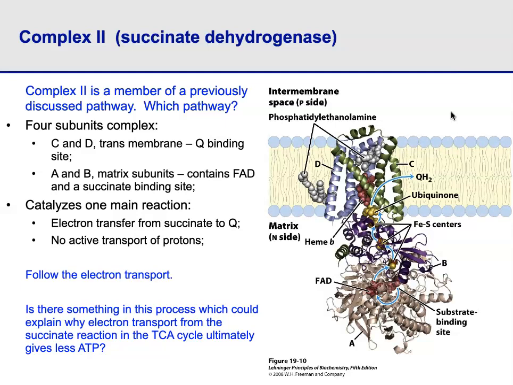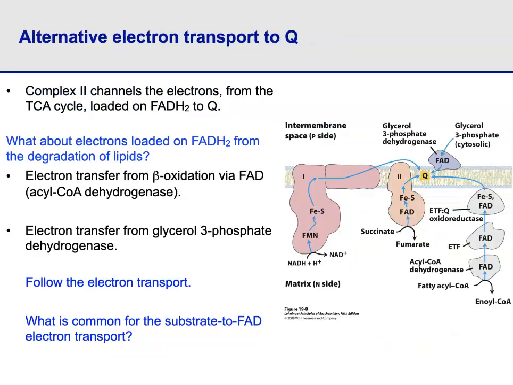All right, this is going to make a little bit more sense a little later when we see the whole picture. For now, just know that electrons loaded on FADH2 by succinate dehydrogenase skip complex 1. They are loaded directly on Q through succinate dehydrogenase, and succinate dehydrogenase does not transport protons across the inner mitochondrial membrane. All right, so complex 2 channels the electrons from the TCA cycle, these electrons that have been loaded on FADH2, directly to Q. Again, see, it's skipping complex 1.